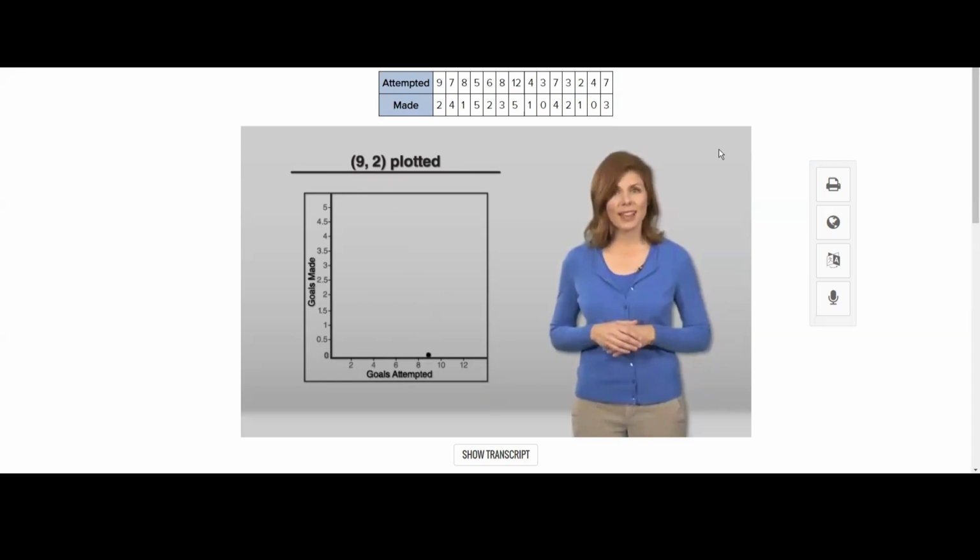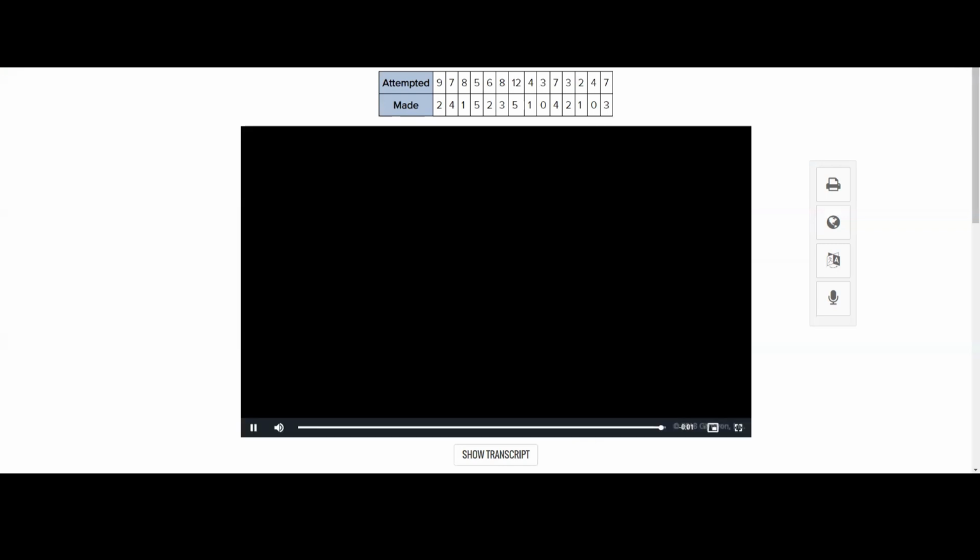That's 9. Are you following this? Then move up along the y-axis to 2. Then add a point. Do this with each of the points from the table, and we now have a scatter plot. Okay, so this is clear, right? Is this clear to you?